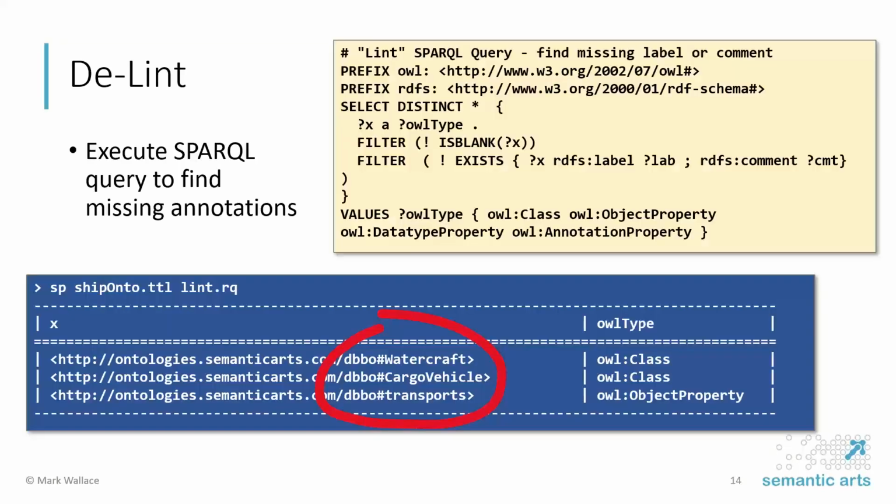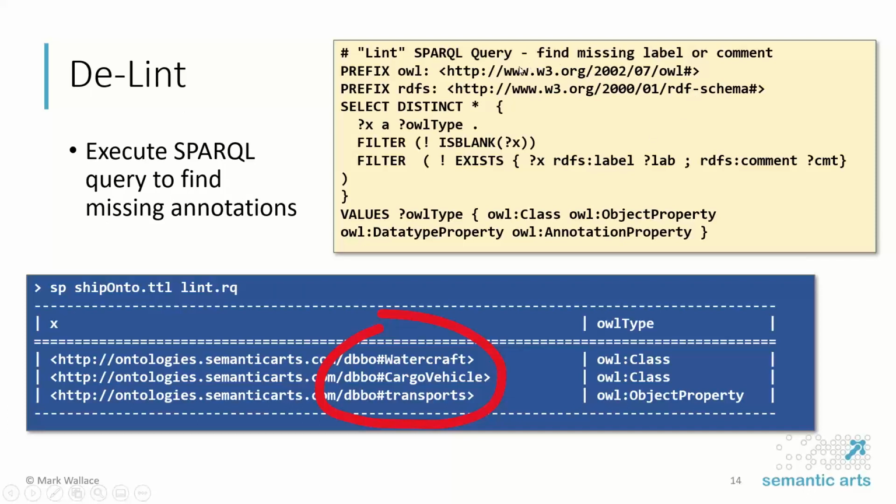Okay, demonstrations. Some of this I'm not going to take the time to demonstrate because I don't have a ton of time, but I'll demonstrate some of this. So first off, let's just talk about de-linting. None of this is rocket science, by the way, and you'll see that. So de-linting, again, you can just execute SPARQL queries to find things like missing annotations, for example.